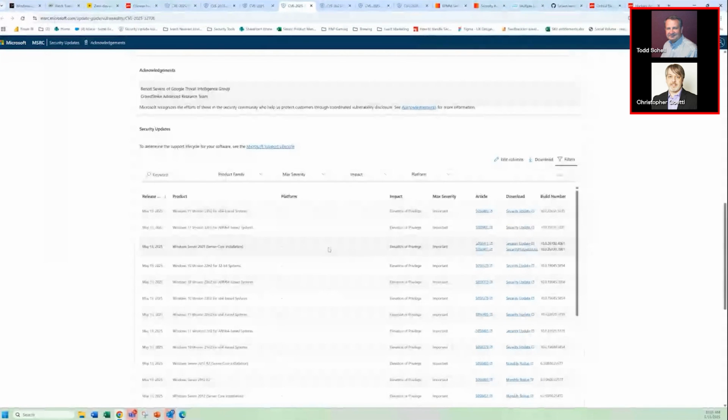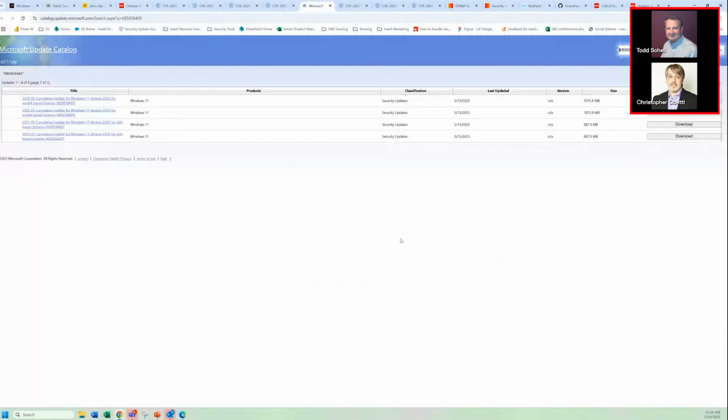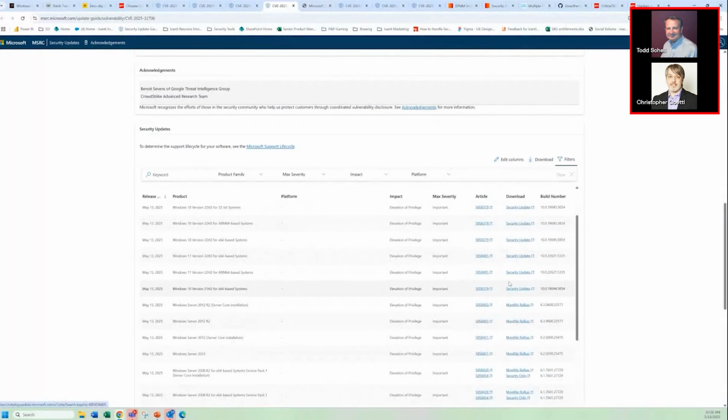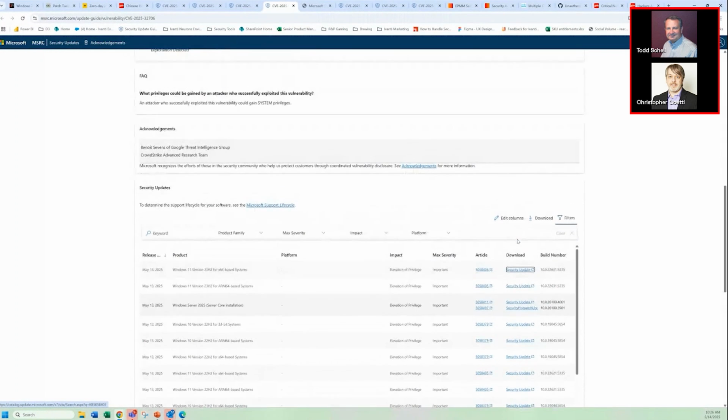If you haven't already seen this, Windows 11, Server 25. If you go over to look at the download size, you're going to see that the download this month for most of these OS updates was significantly larger than normal. The normal cumulative is usually between 400 and 500 meg. That was the security update for a few of those.